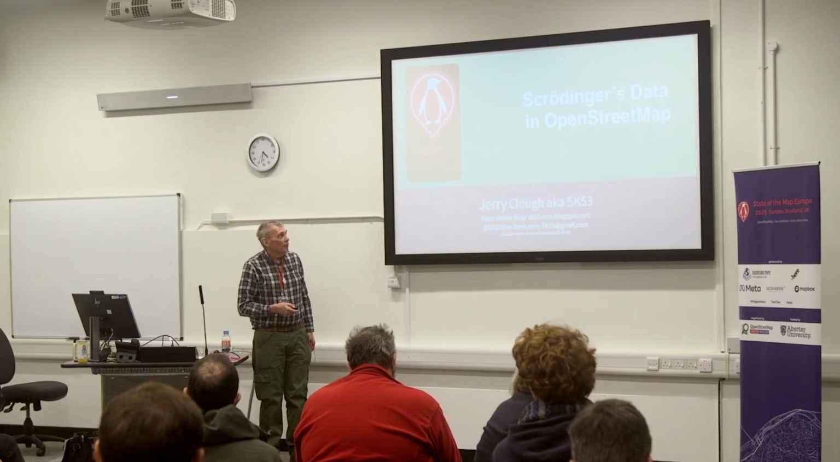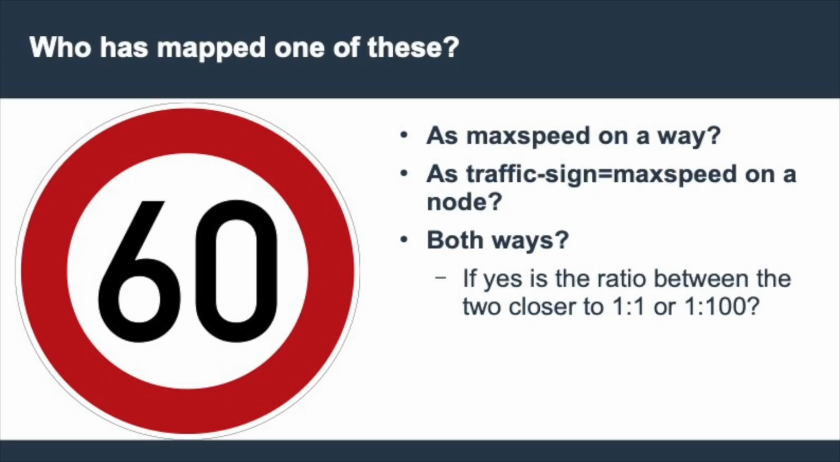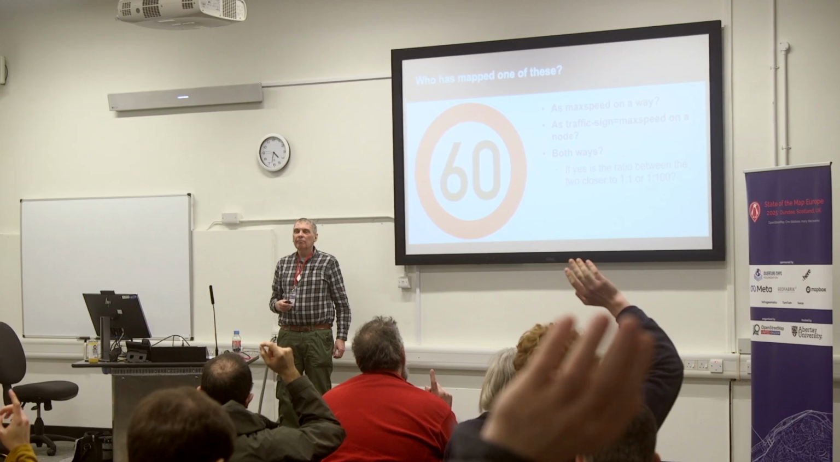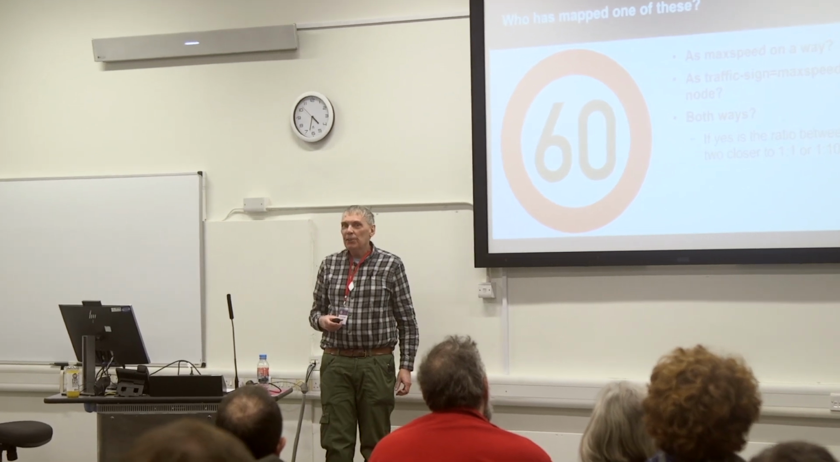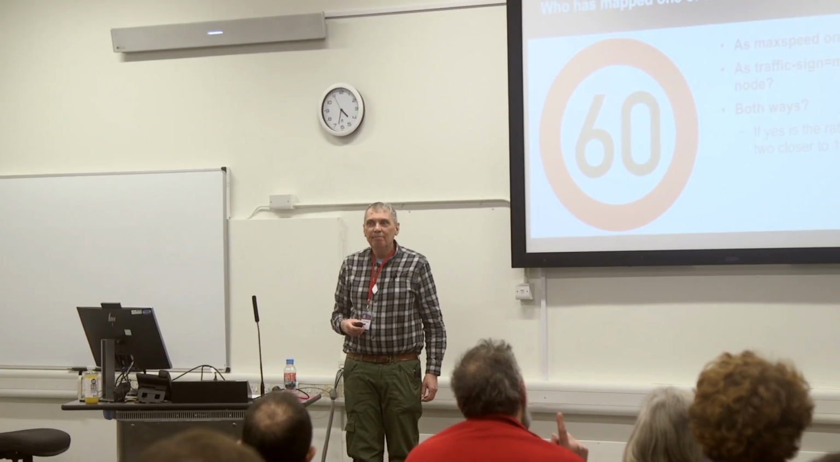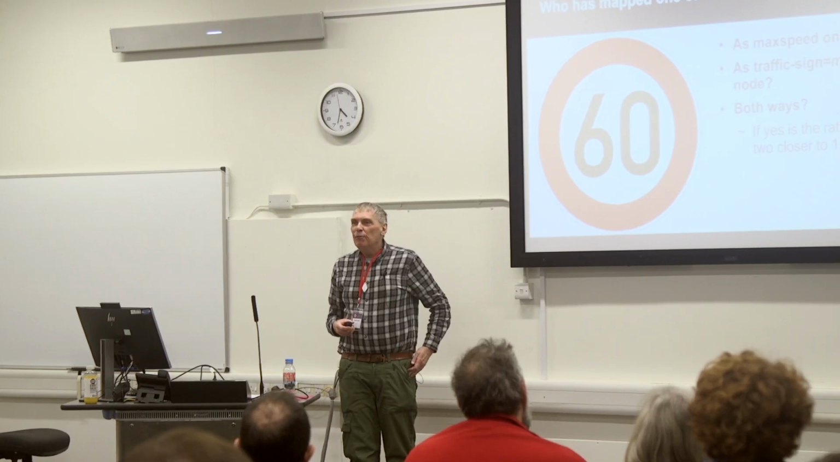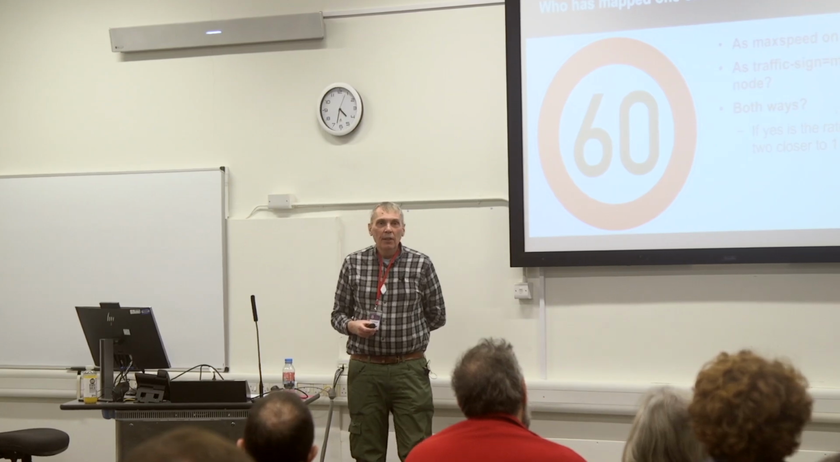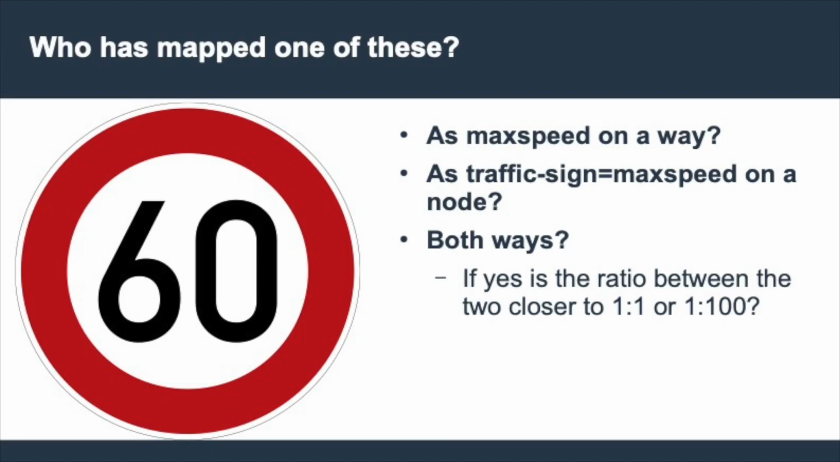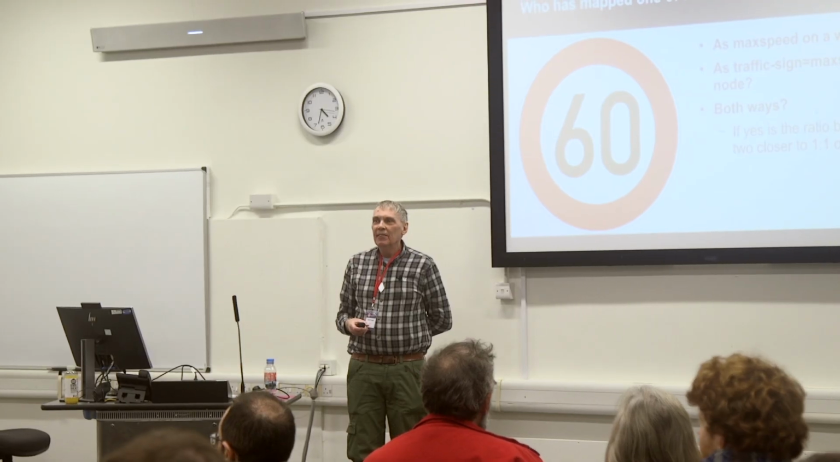I'm going to start with a question. How many people have ever mapped a max speed tag on a way? How many people have mapped a max traffic sign equals max speed on a node? And of the 3 or 4 people who did the latter, what is the ratio of the number of traffic signs you map to ways? Is it near to 1 or is it near to 100? Near to 1? Near to 100? Depends what you include. Depends on where I map at.